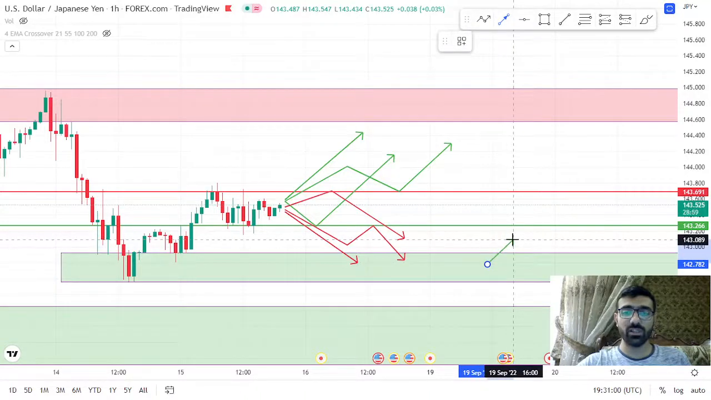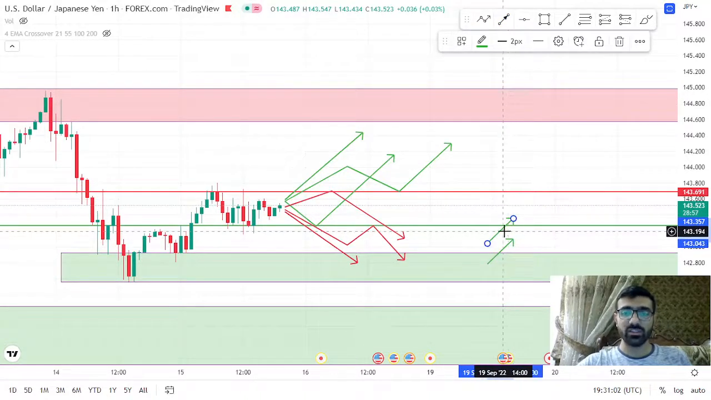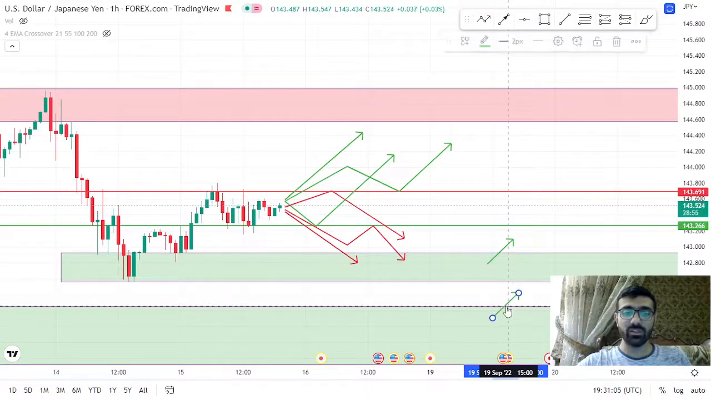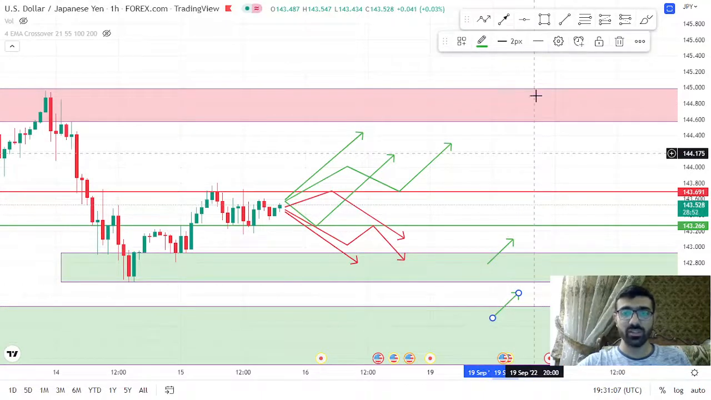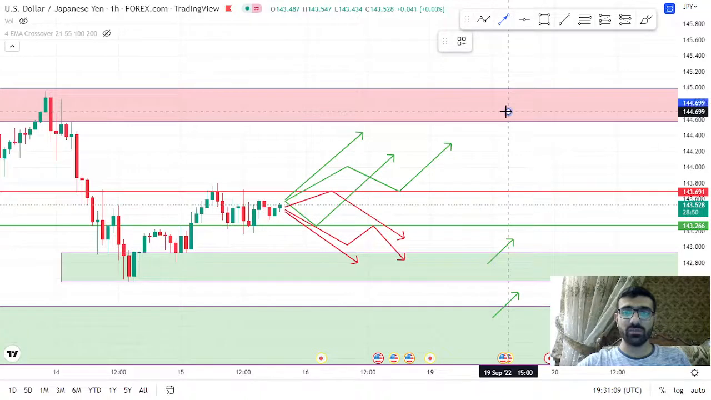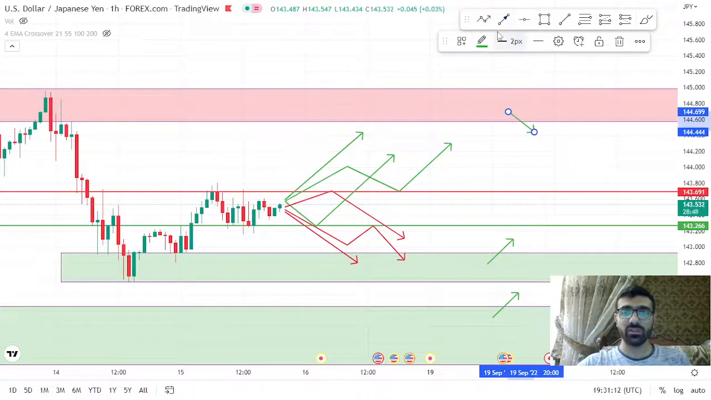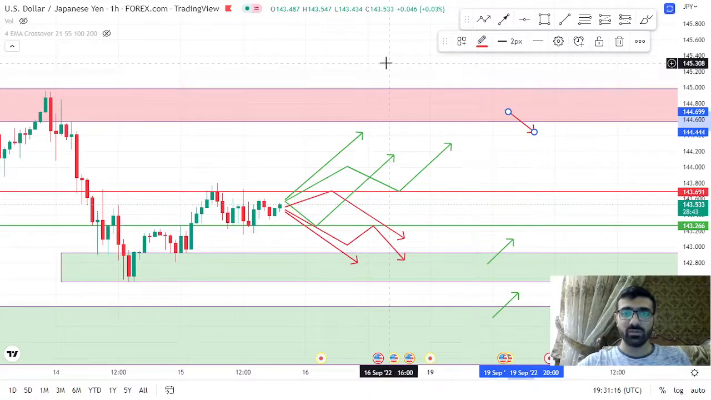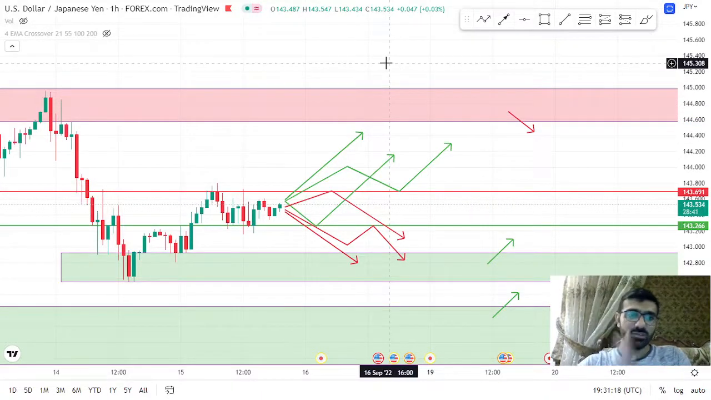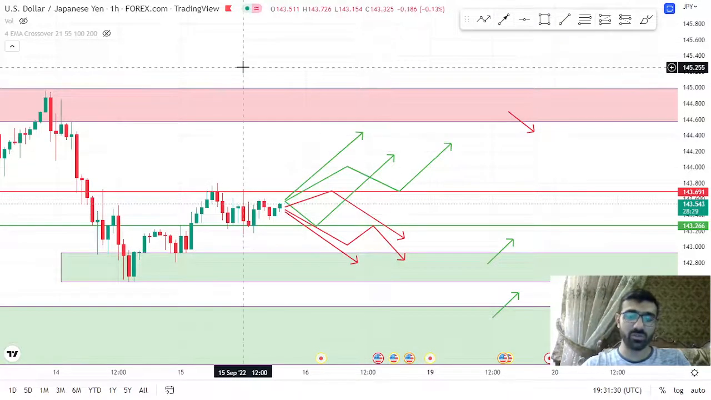This will be my area to buy, and another area to buy would be this area if market enters over here, and my area to sell would be this area. Okay, so these are my bonus areas to buy and sell. So just be vigilant about what USDJPY does with us tomorrow. My preference is to go long in this pair, and we have to be vigilant to buy this pair tomorrow. Okay, so that's all for the USDJPY analysis.